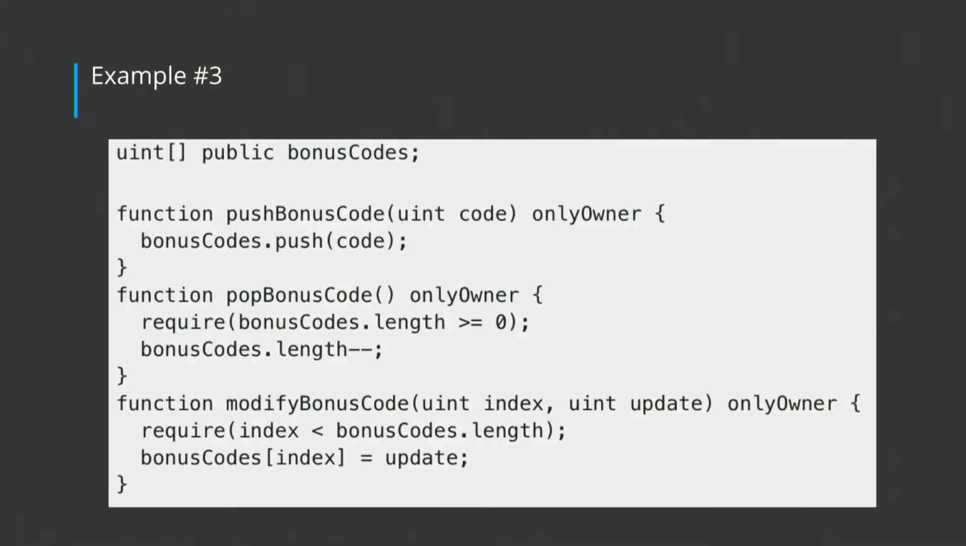So, bonusCodes is our integer array. And in the first function, pushBonusCode, the owner can push a code to the end of the array. In the second function, popBonusCode, the owner can call it to subtract 1 from the length field in that array, effectively removing the last entry from that array. And then our third function, modifyBonusCode, the owner can supply an index to that array within the bounds of the array in order to modify one of the entries in the array.